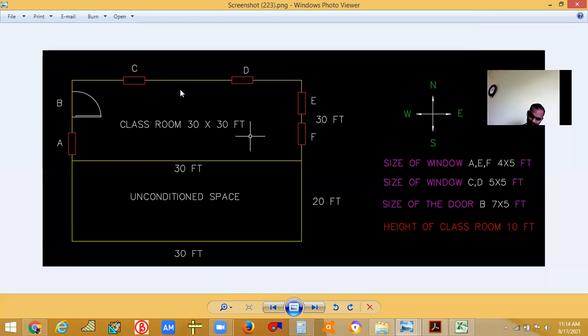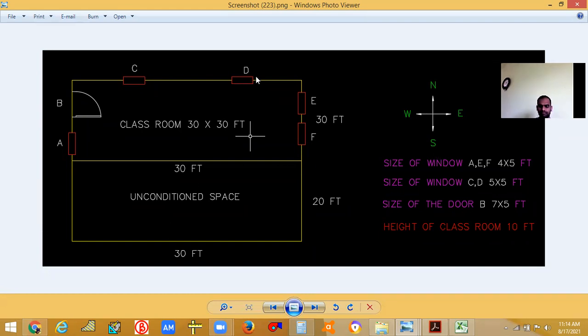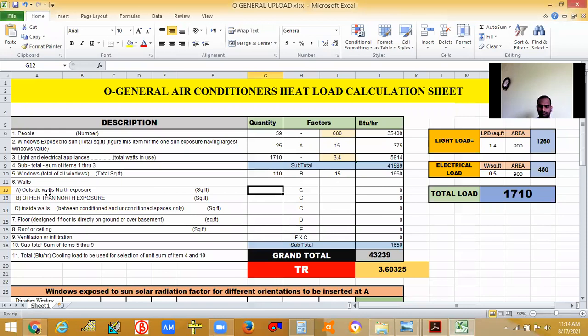So north side wall exposure, what is the area? It is 30 into 10. 30 is the length and 10 is the height. So 300 square feet minus, we are reducing this window size because we have already found out the window, right? So C and D, totally the square feet is equal to 50. This C 25 and D 25. 5 into 5, 25, 5 into 5, 25, 25 plus 25, 50. So 300 minus 50 equal to 250. So I am giving north wall or outside wall north exposure is equal to 250 square feet.